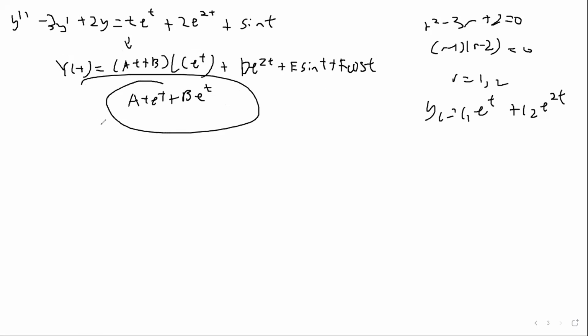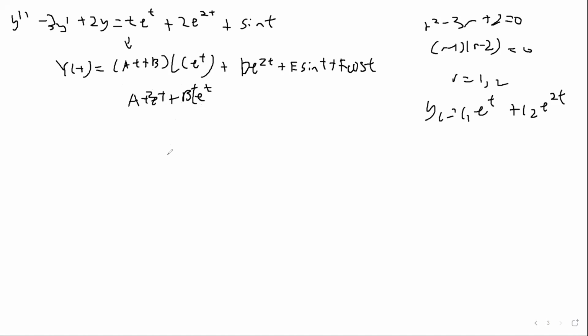But there is another problem, yet another one. If you notice, e to the t is a duplicate with the complementary solution. So if you see that, of course, you need to multiply this by t. But if you observe, t e to the t already exists. And so it's kind of a waste of time to introduce a t, unless you also introduce a t to a t e to the t and make it t squared.